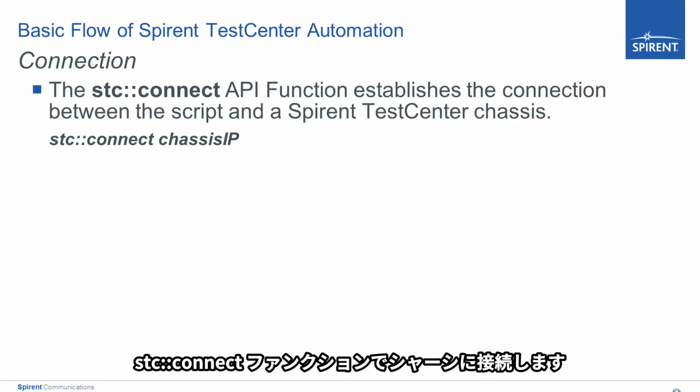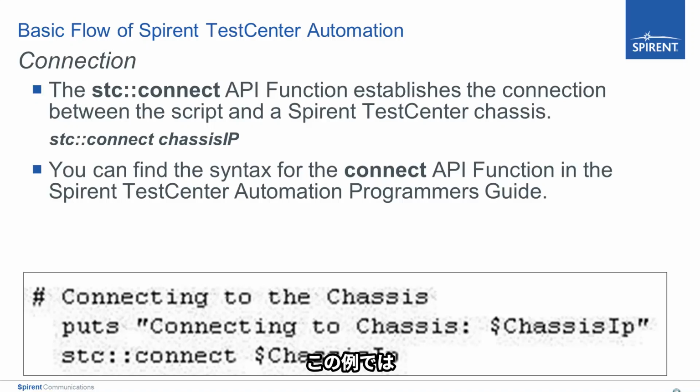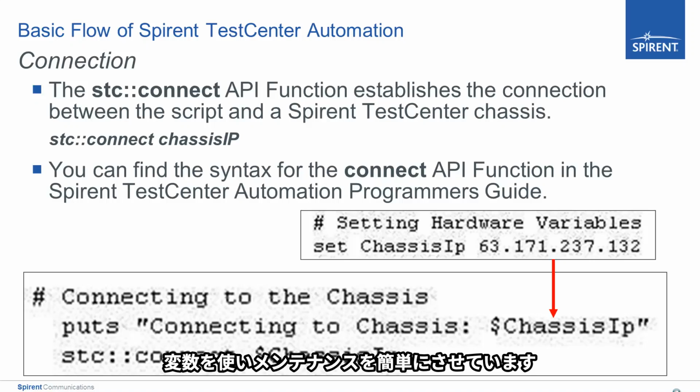The stc::connect API function establishes the connection between the script and a Spirent TestCenter chassis. Very simply, stc::connect and then the chassis IP address. Now you can find the syntax for the stc::connect API function in the Spirent TestCenter Automation Programmer's Guide. Now in our example, we'll see that we performed a puts, we're connecting to the chassis, and then you'll notice we did a $chassisIp, so we will display that we want to connect to chassis 63.171.237.132. And then you'll see underneath that we perform the stc::connect $chassisIp. That will also use that IP address. There you see how we're not hard coding that value. This way, if you're ever going to port these scripts somewhere else, it's going to be very easy to make one change at the very beginning of the script rather than having to change it throughout the script.